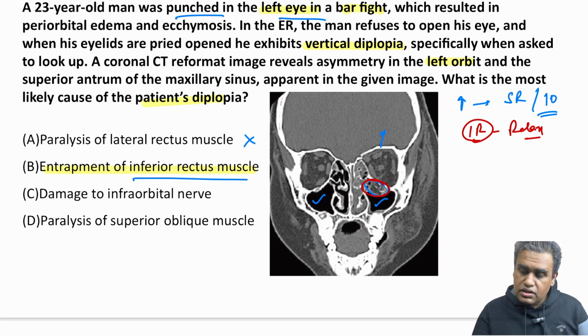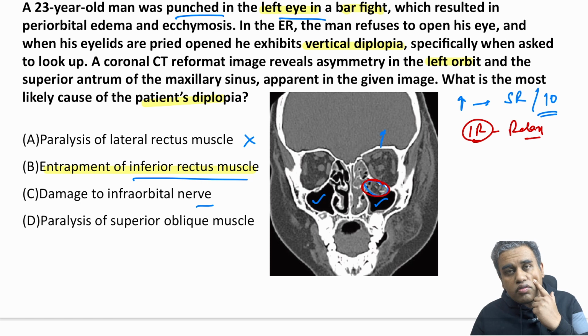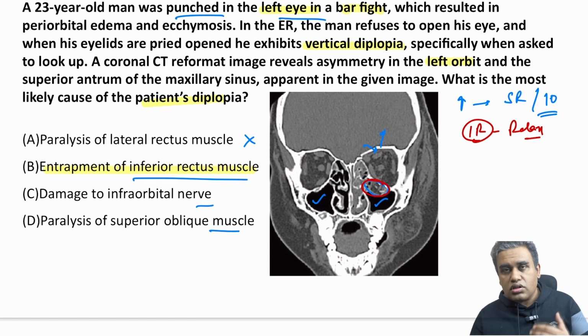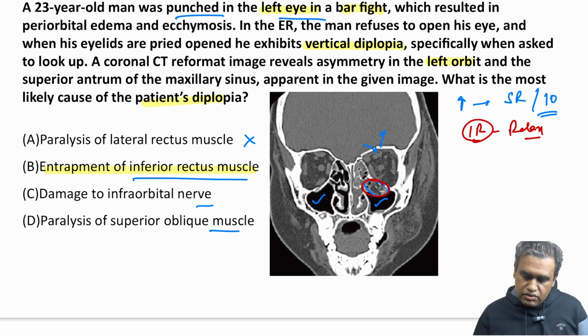If you look at the other options, damage to the infraorbital nerve. Now the infraorbital nerve comes out through the infraorbital foramen, but it has nothing to do with motor supply to the extraocular muscles. Or paralysis of the superior oblique. The superior oblique muscle will be present superiorly, and it has no particular role in looking up. Plus, in the CT also, the superior oblique position is close to the roof of the orbit, right? So therefore the answer is option B, the second option.